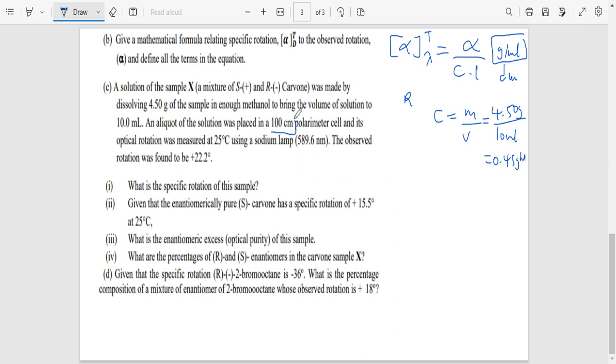Now we've been given that this is a 100 centimeter polarimeter. We know that 1 decimeter is equal to 10 centimeters. So now how many decimeters are in 100? So basically divide 100 by 10, and this is going to give us 10 decimeters.